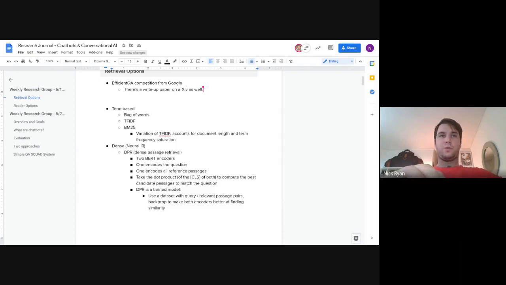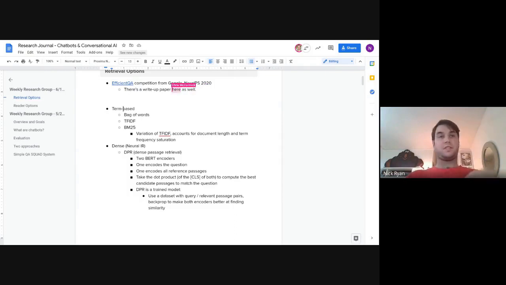All right, onward. Term-based systems are very traditional information retrieval, and the idea here, to stick with the example of question answering, is that if I have some question and I want to retrieve the best candidate passages that are related to this question, well, let's just match the words I find in this question with the words I find in this database of passages.